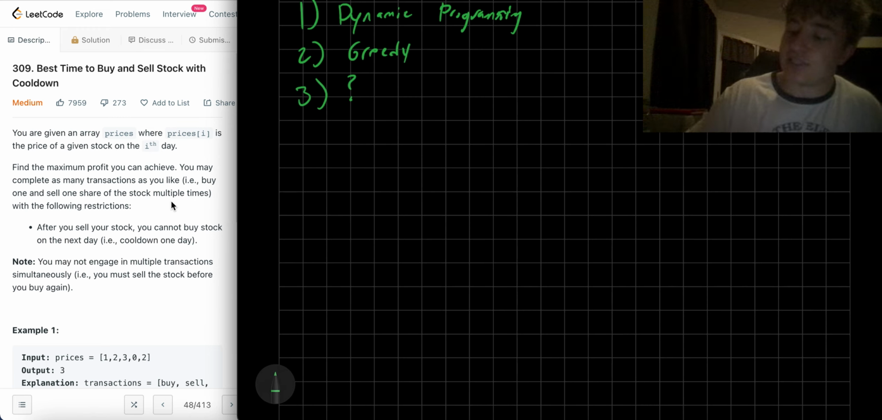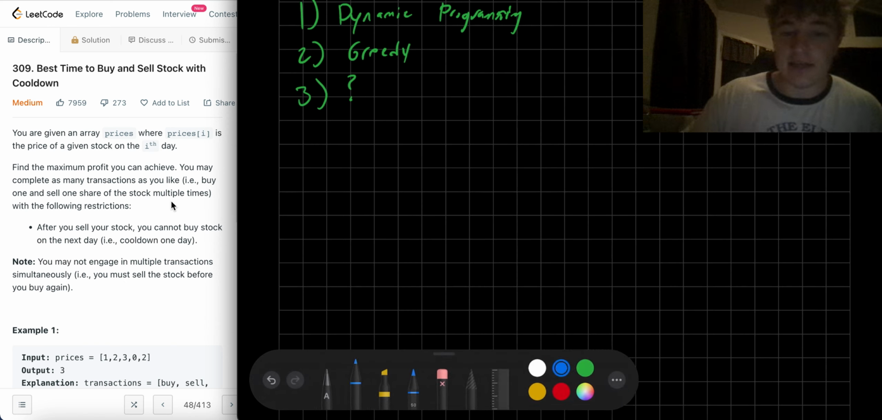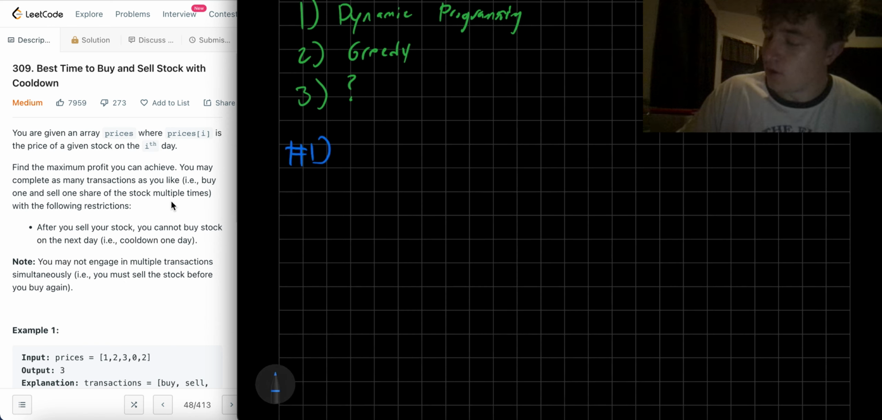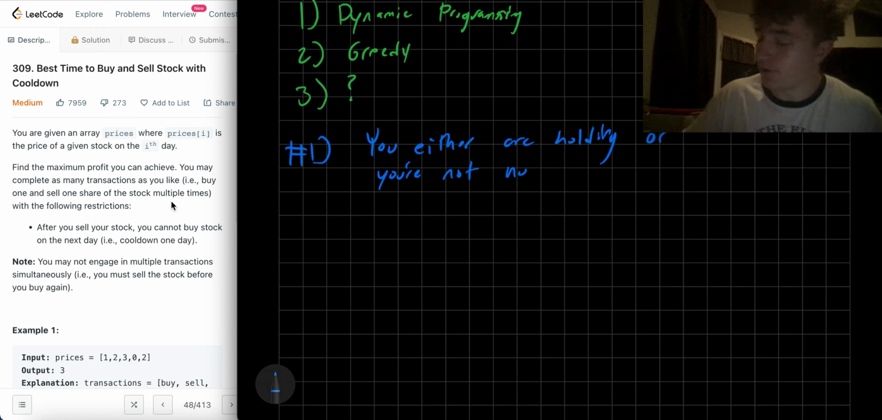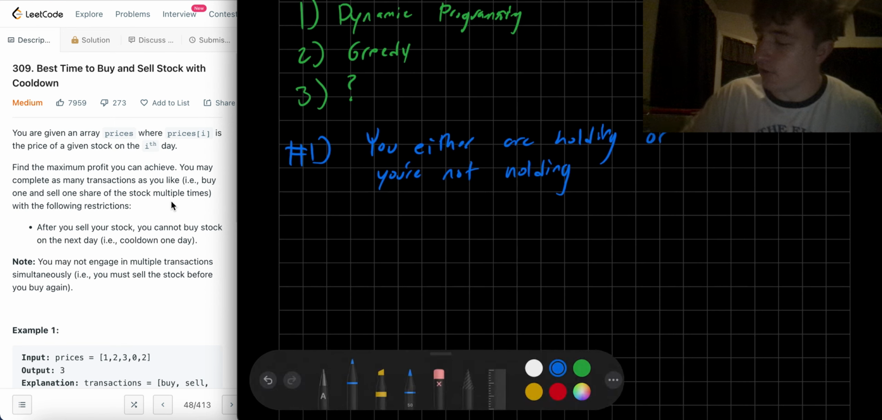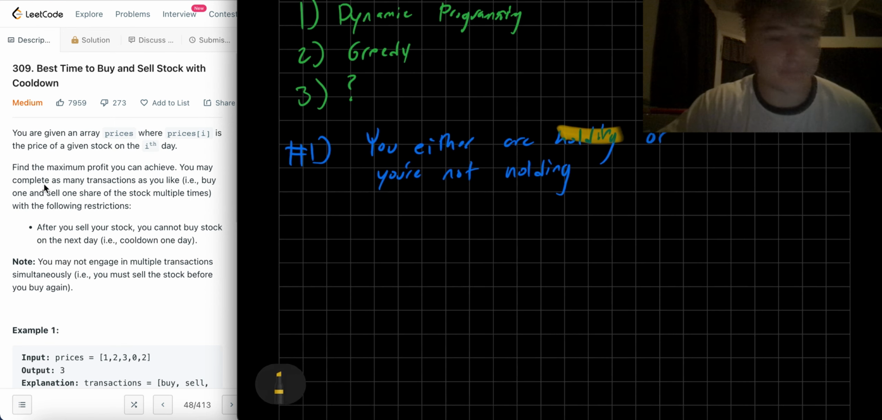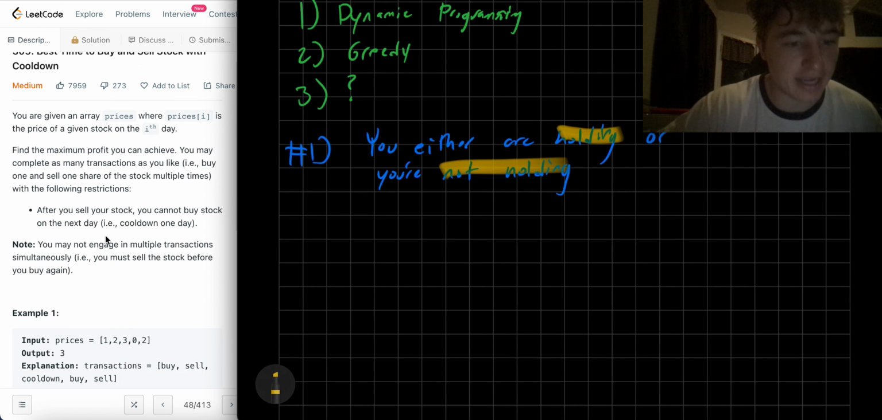And I think that's a good enough thing to state as an observation. We are either holding a stock or we're not holding a stock. Okay, so you're either holding or you're not holding, and that will become relevant in a moment. Okay, note you may not engage in multiple transactions at the same time. There's one restriction. That restriction is after you sell your stock, you cannot buy a stock on the next day.